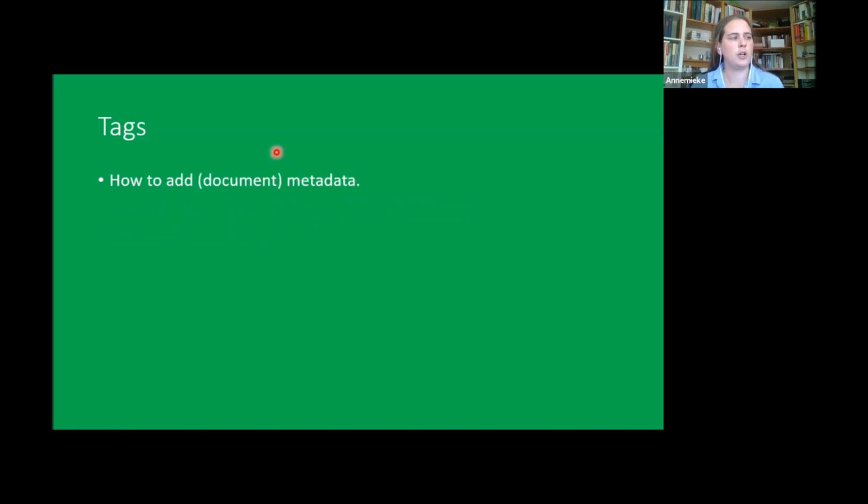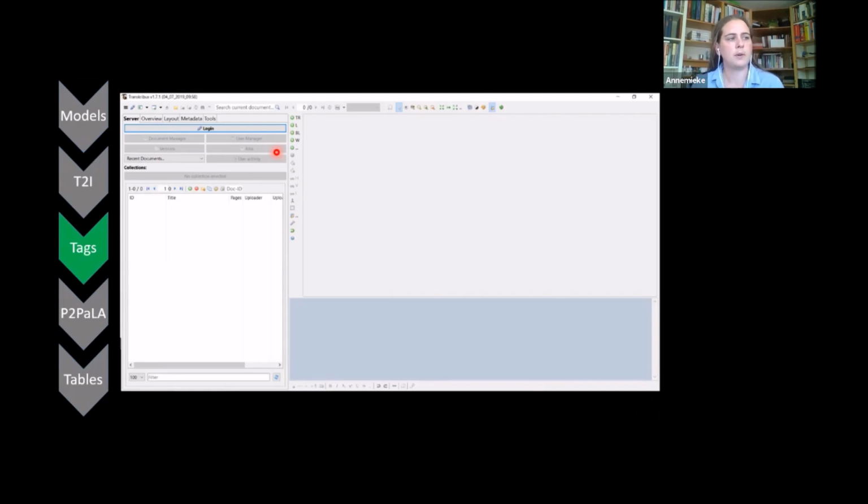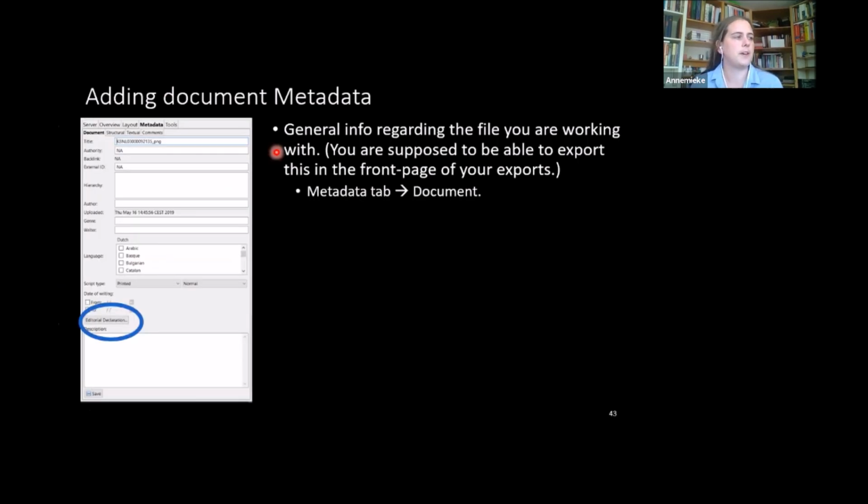So how to add document metadata. When you are in the program, you go to the tab field, and there you click on metadata. And metadata has 4 different subtabs. The first one is document. Here you have the title, the authority, external ID. You can basically fill this all out as additional information.